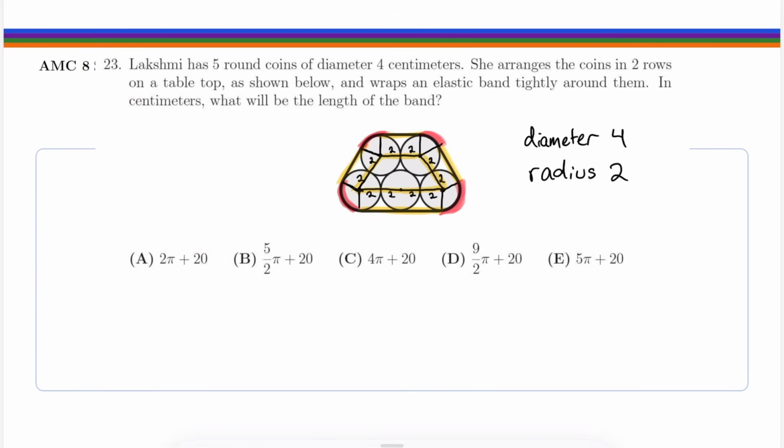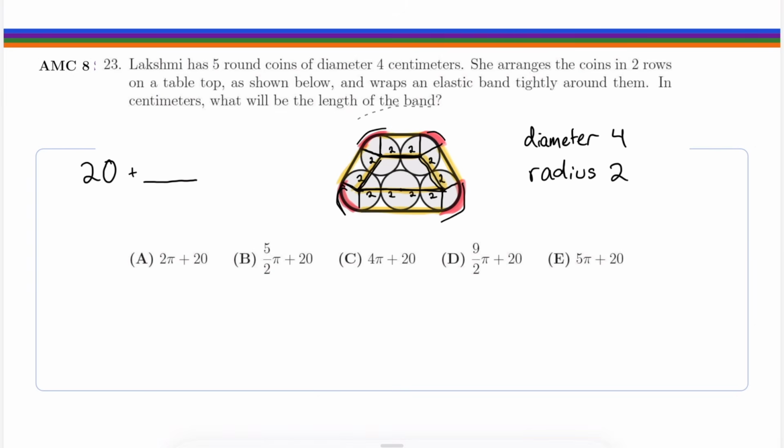But how do we do that? Before we try figuring out, I'm just going to find the sum of all of these yellow pieces. We have this length plus this length plus this length plus this length, which is going to give us 20. So our total length of the band will be 20 plus whatever the total sum of these arc lengths are right here.